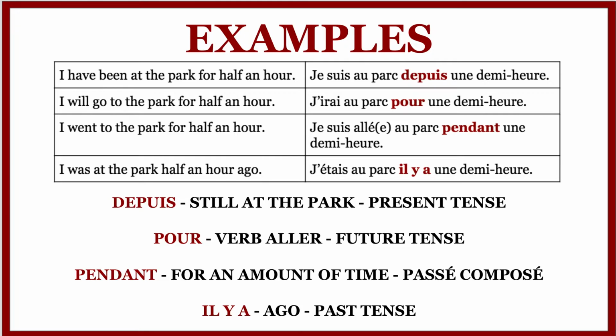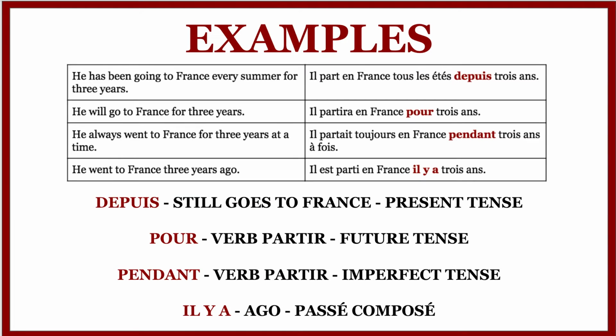Pour, I can do this. This is legal because I'm using the verb aller. And remember that we can use aller and partir in the present and future tenses with pour. Pendant, here I've used the passé composé as well as with il y a. Okay, I just have 2 more sets of examples to show you.